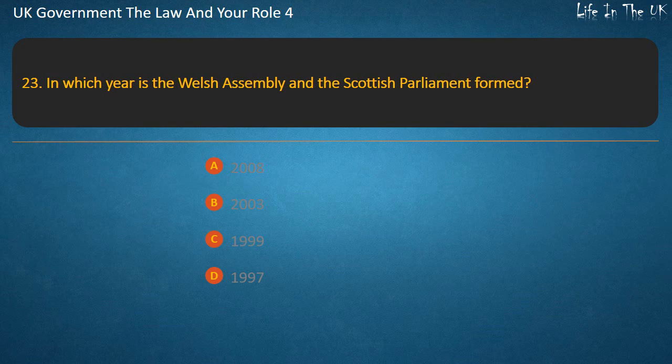Question 23. In which year were the Welsh Assembly and the Scottish Parliament formed? 2008. 2003. 1999. 1997. Answer. 1999.